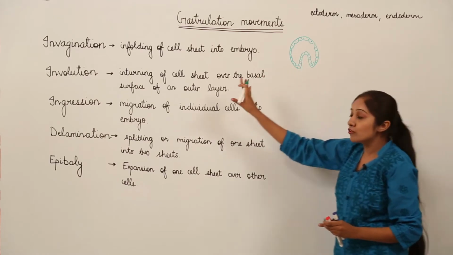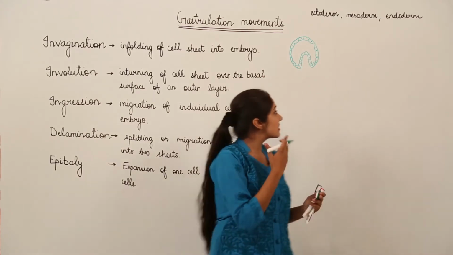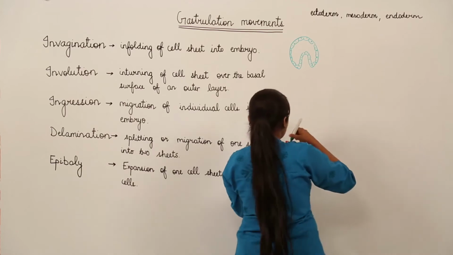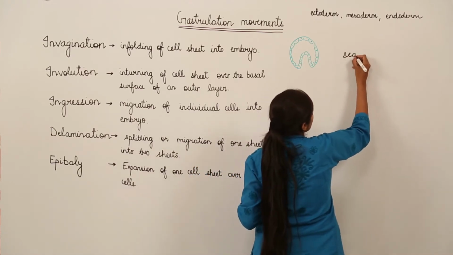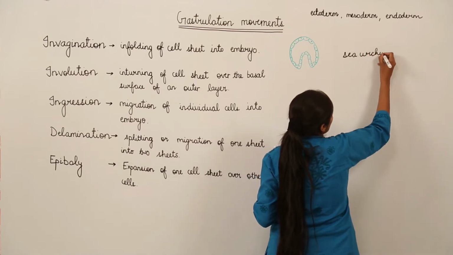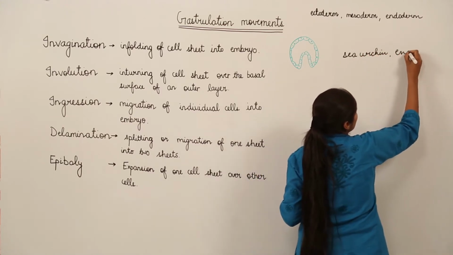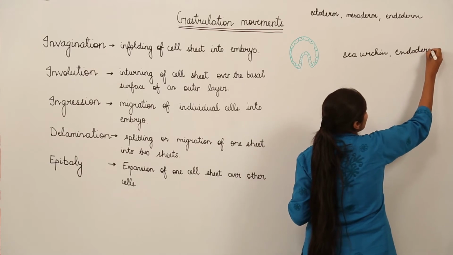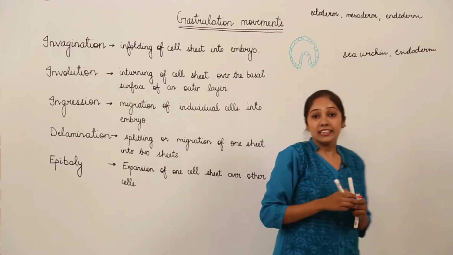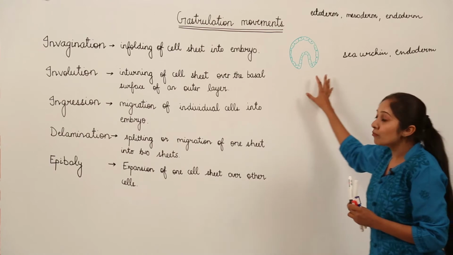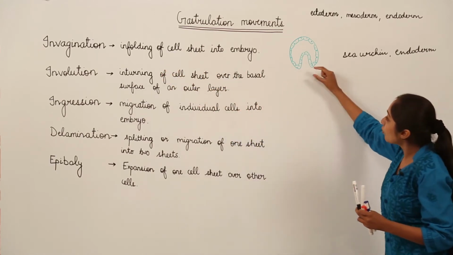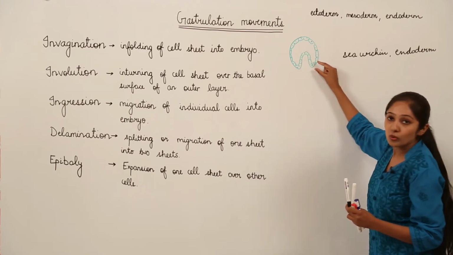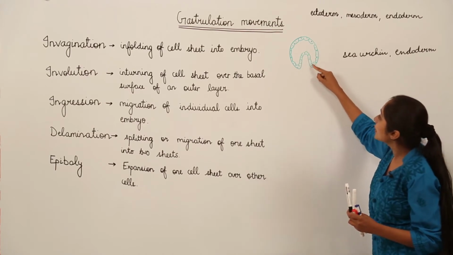This type of gastrulation movement is seen in the case of, let's write an example for this also, sea urchins during the formation of their endoderm. So when the endodermal germ layer is formed in sea urchins, the movement of cells is this sort of invagination, in which there is enfolding of cell sheet into the embryo. So this is how the cells are going to enfold.